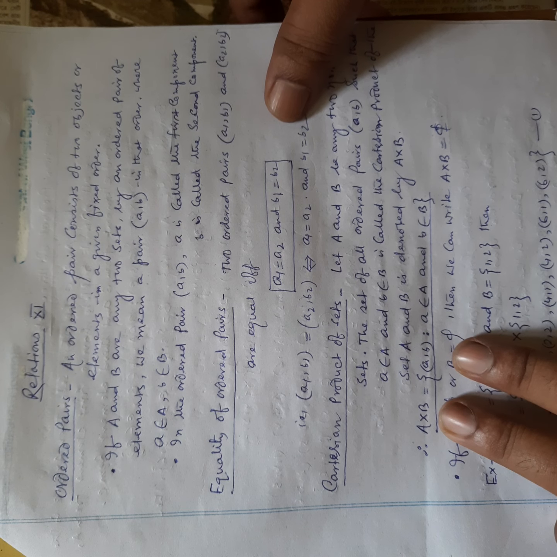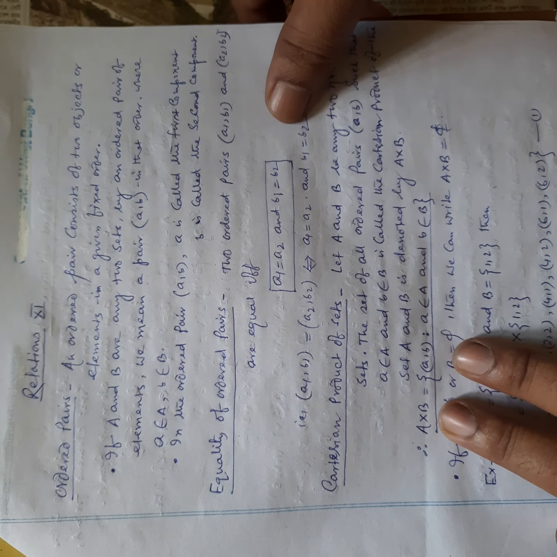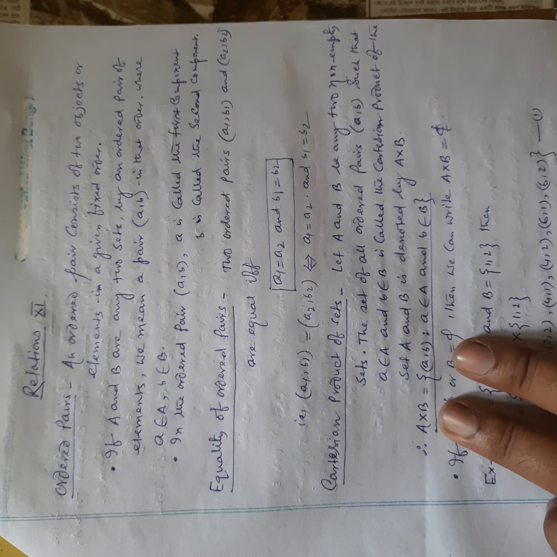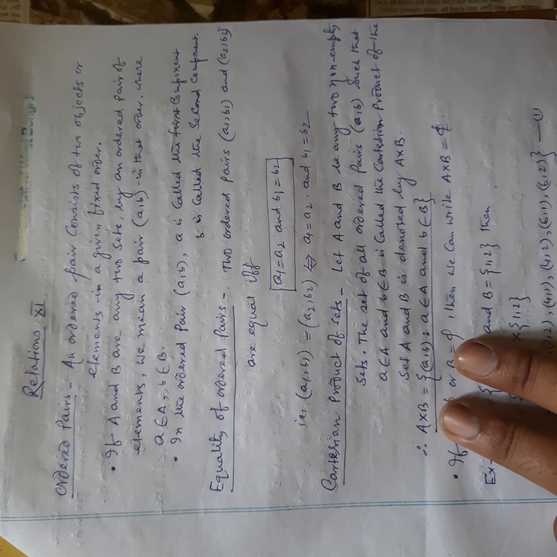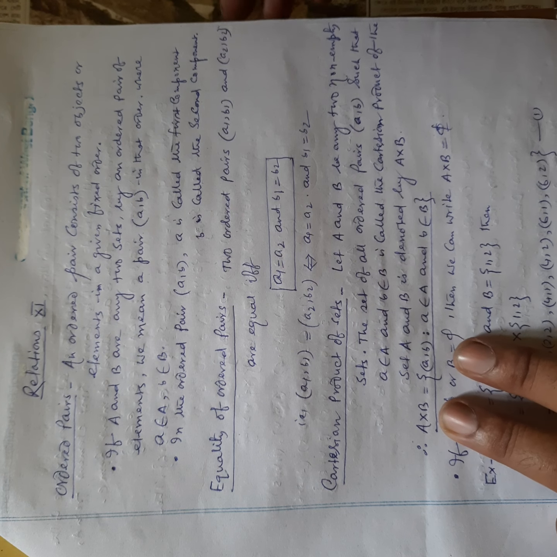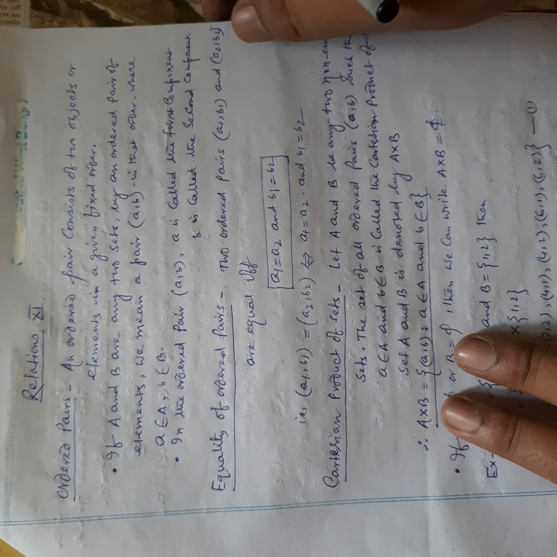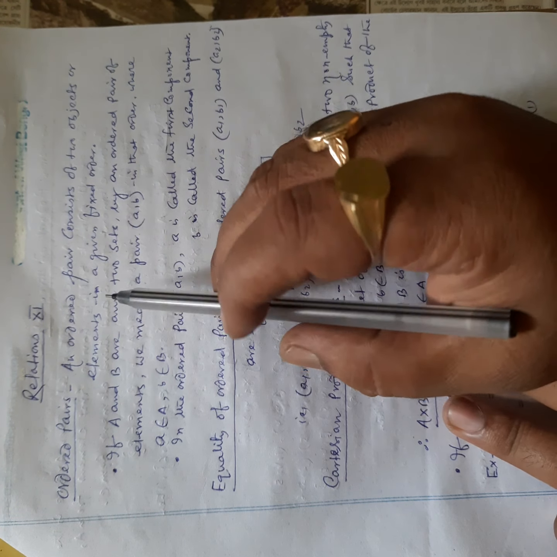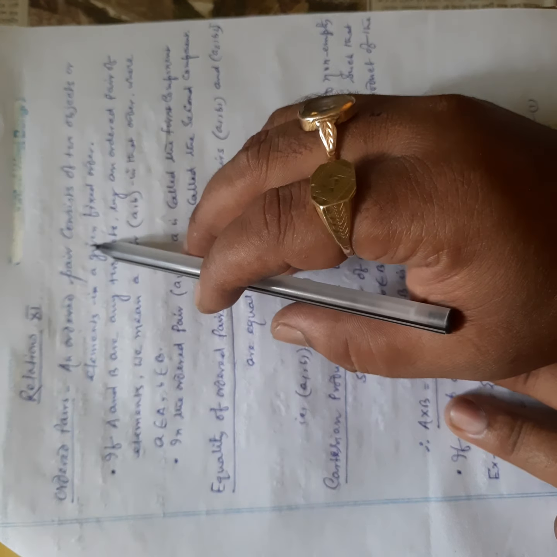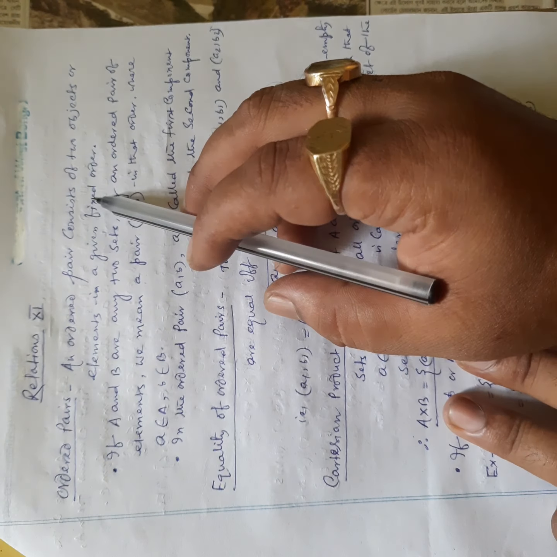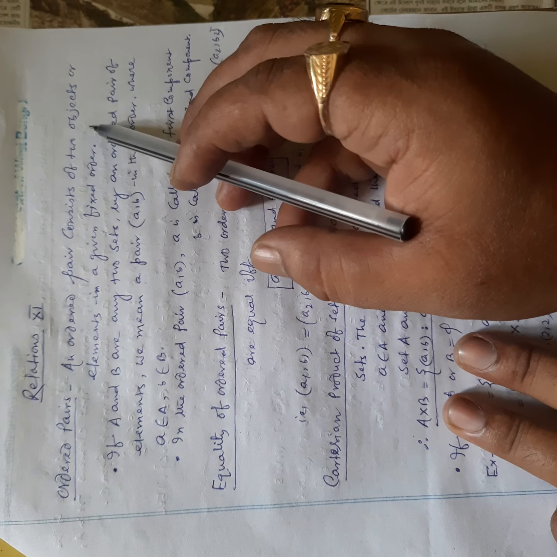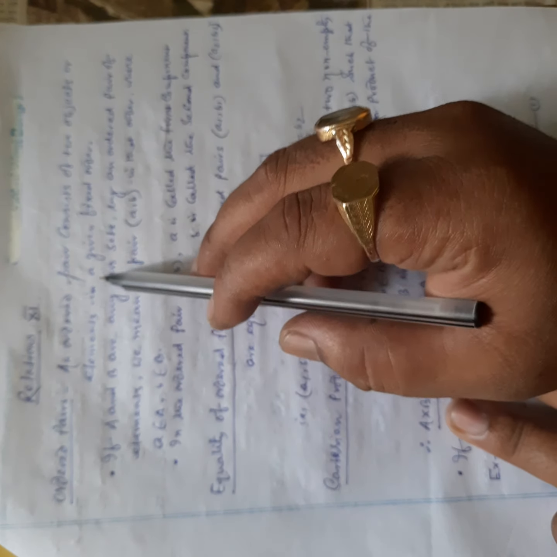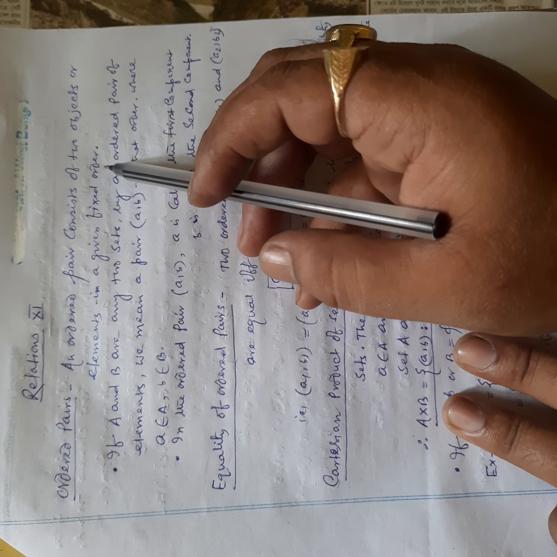Today I discuss the second chapter, Relation of Class 11. To study this chapter, we at first need to know what an ordered pair is. An ordered pair consists of two objects or elements in a given fixed order.